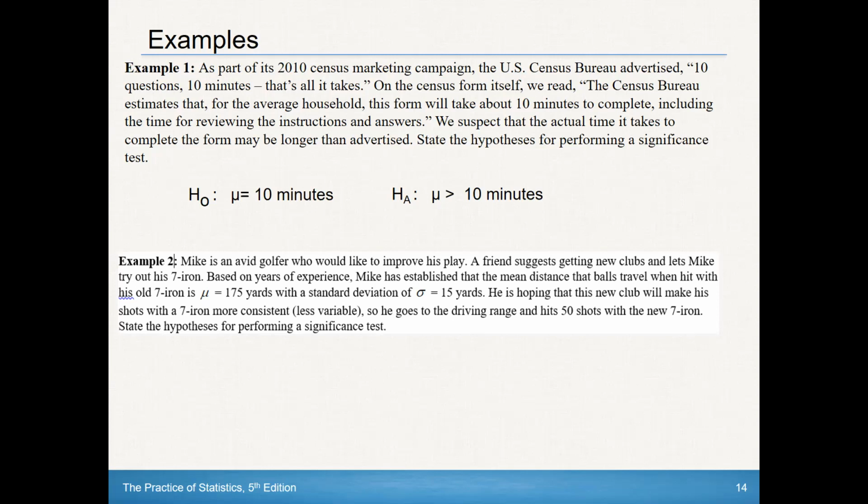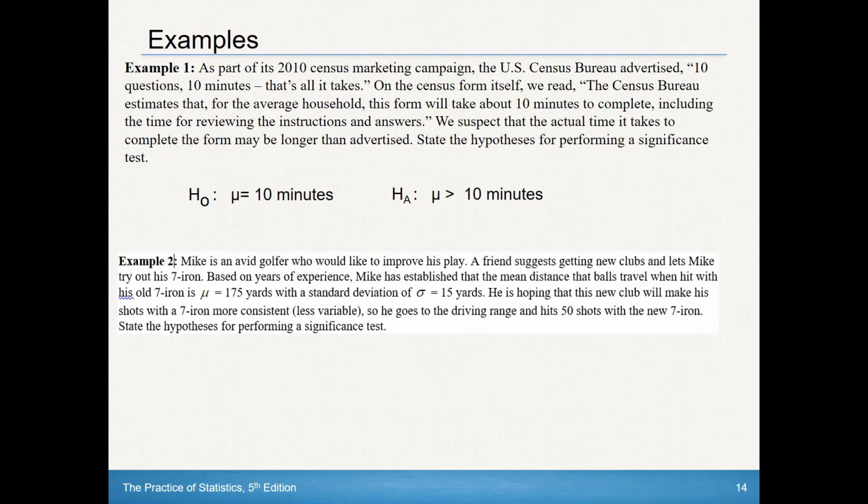A friend suggests he get new clubs and lets Mike try out his 7-iron from his friend's clubs. Based on his experience with his own 7-iron, Mike knows that he usually hits his old 7-iron 175 yards with a standard deviation of 15 yards. Sigma equals 15 yards. He's hoping that his new club will make his shots with the 7-iron more consistent, aka less variable. So he takes this 7-iron and hits 50 shots with it.